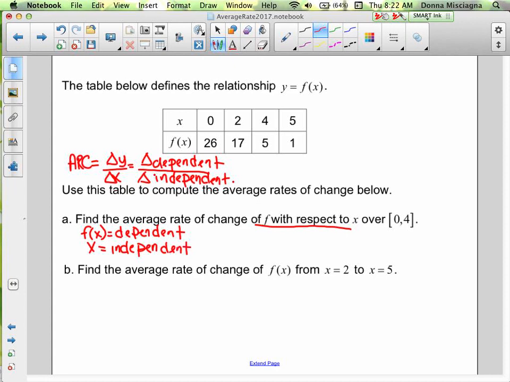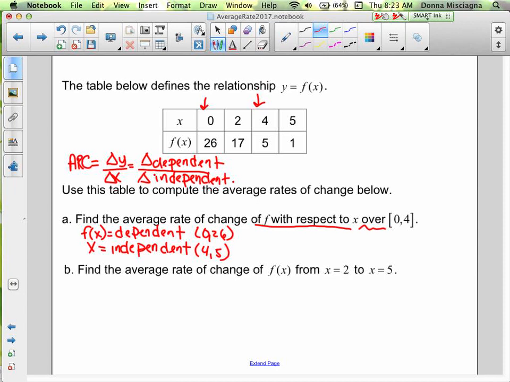This over here is telling you that this is our interval. So we have the x values of 0 and 4. Which means that the points are going to be (0, 26), and the other point is (4, 5). When it says over a certain interval, it's just telling you those are the points you use.